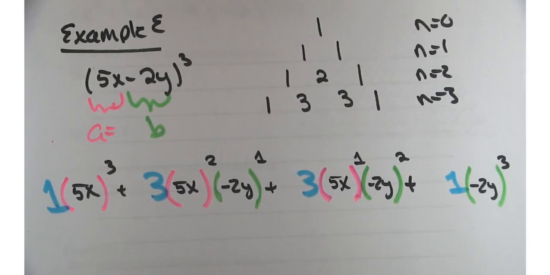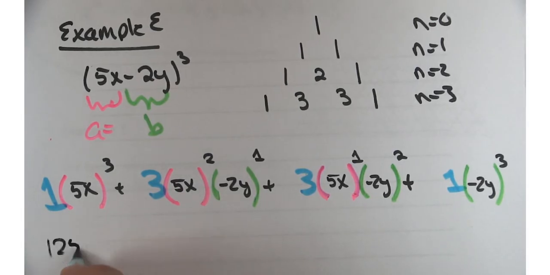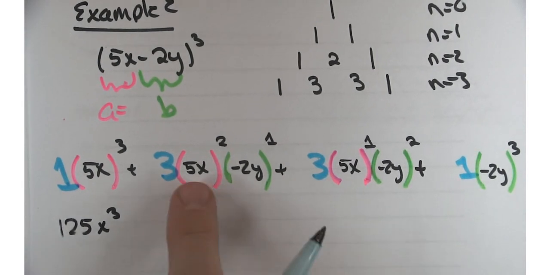Is there another hand? There is a little bit more we need to do here. For instance, if you cube out 5, you get 125. And then x also gets cubed, so 125x cubed. How about this next term?